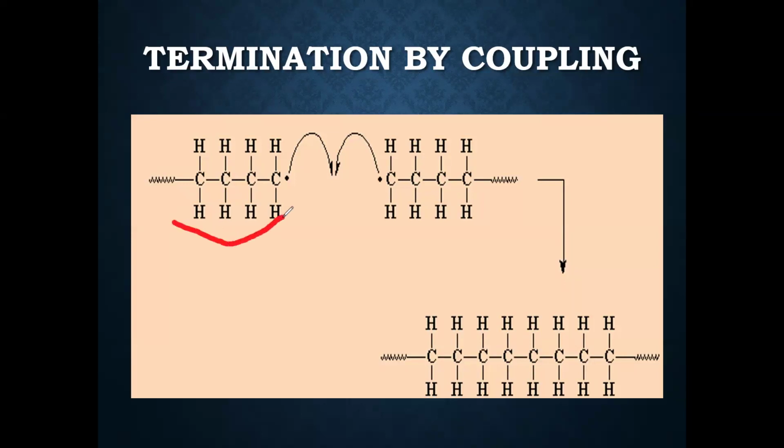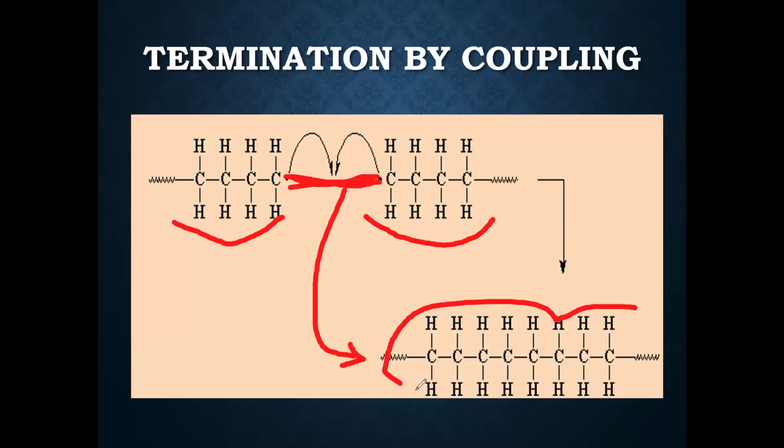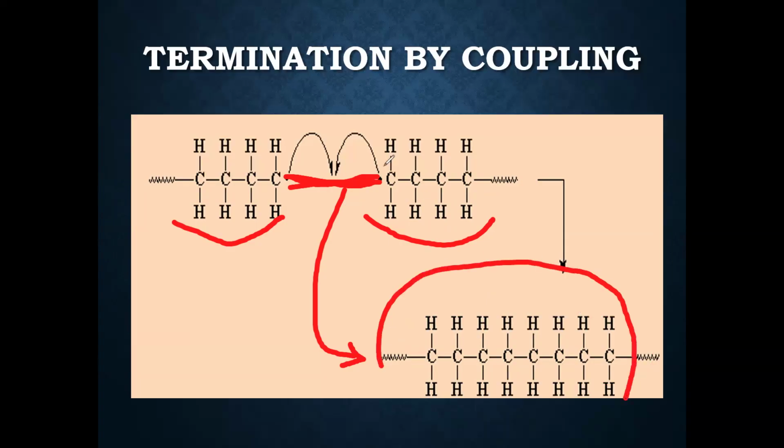So this is a growing chain, and this is another growing chain. When they find each other, the one radical from here will come to join the other to form a bond. The new chemical bond is formed, which leads to the formation of a polymer, which is, of course, longer than its original paired chain.